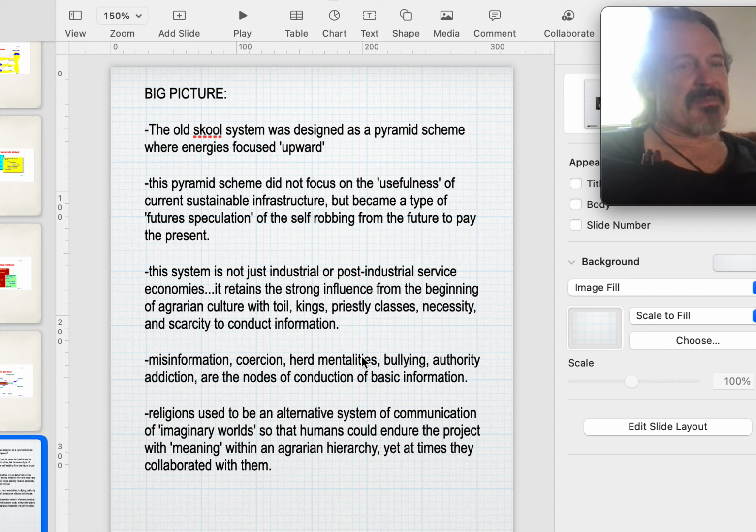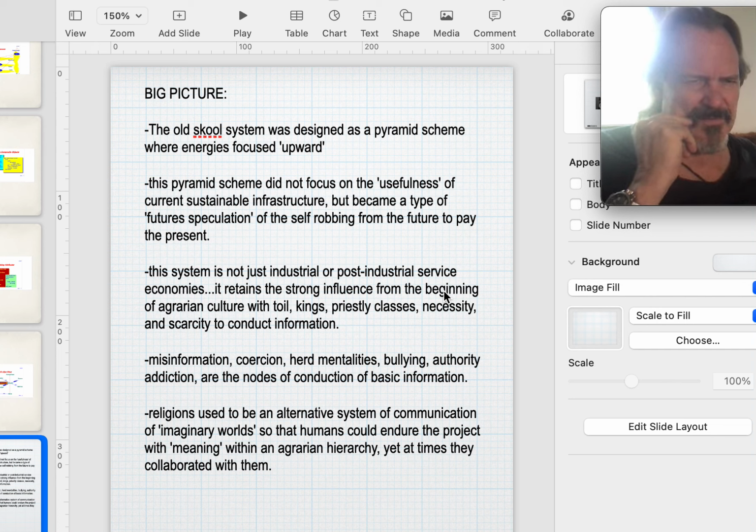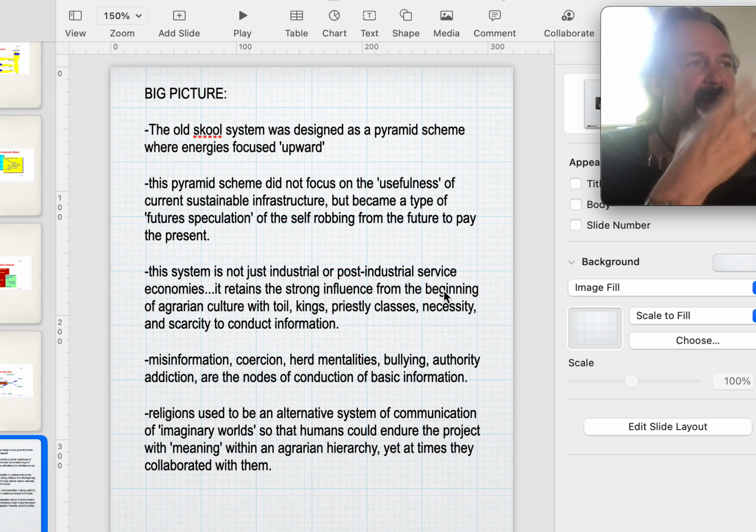Technology emerged like projection mapping, which makes telling new stories with new media really viable. But where are we going to do this? This system is not just industrial or post-industrial service economy. It retains strong influence from the beginnings of agrarian culture with toil, kings, priestly classes, necessity and scarcity, to conduct information. Misinformation, coercion, herd mentalities, bullying, authority addictions are nodes of conduct to basic information. Storytelling. Can we use these things another way to tell these stories without propaganda? Can, like Brecht said, can we tell these stories to make greater sense?